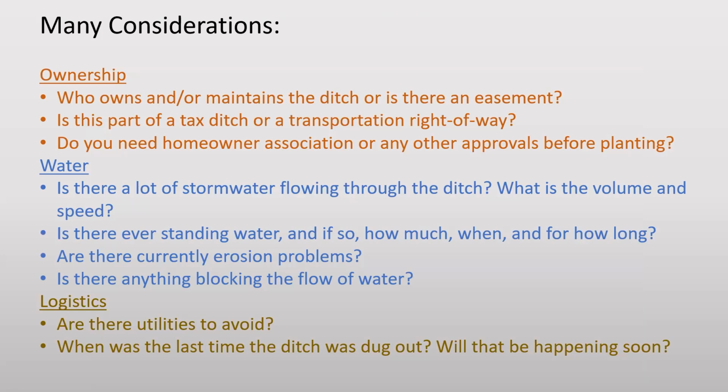All right, so we got a bunch of questions and a lot of different things that you have to take into consideration. Everything from ownership, who owns it? Is there an easement? Is it a tax ditch? Are there right-of-ways? Is there an HOA that you have to consult with and get approval from? And then dealing with water, how much stormwater is flowing through there? And what is that volume?